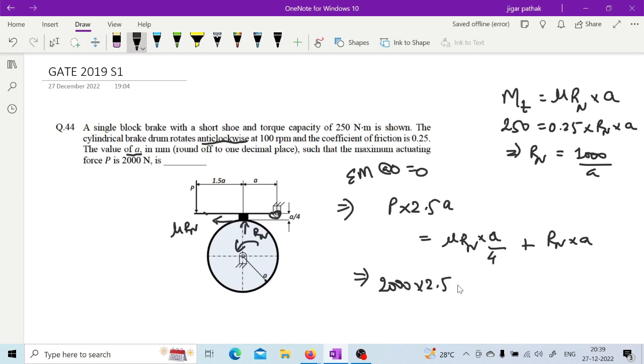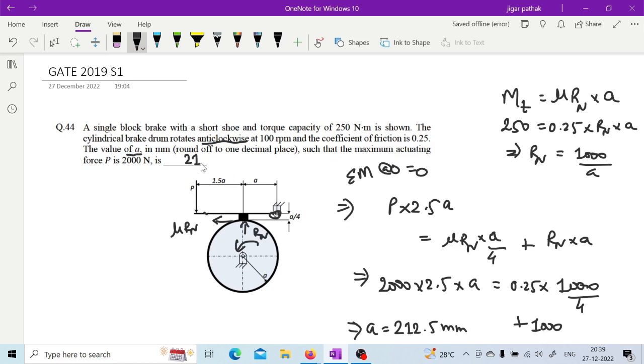212.50. One second, 2000 into 2.5 into A. Mu is 0.25. Rn is 1000 by A, so 1000 by 4 here, and here directly 1000. If you solve this, you will find A. So what is A? A is equal to 212.5 mm.